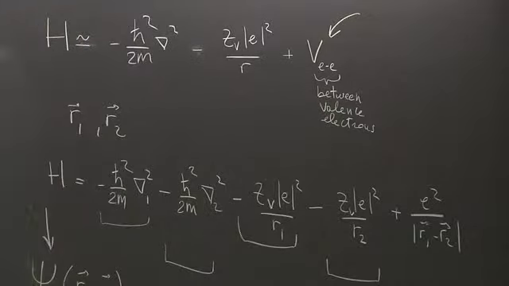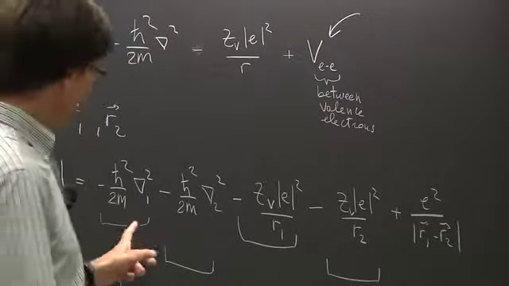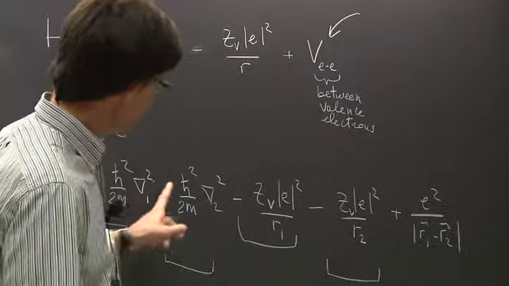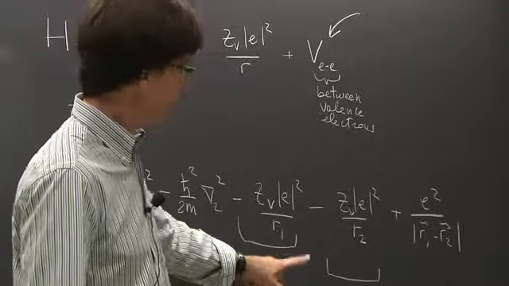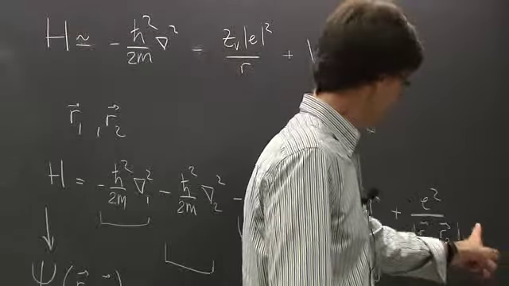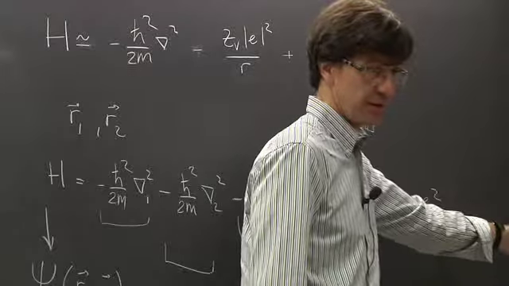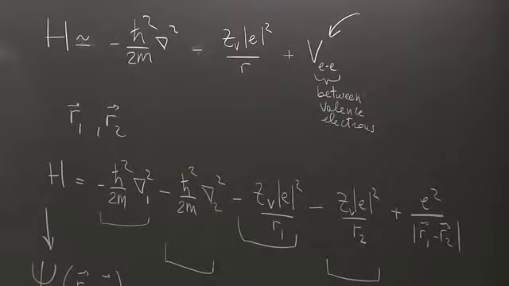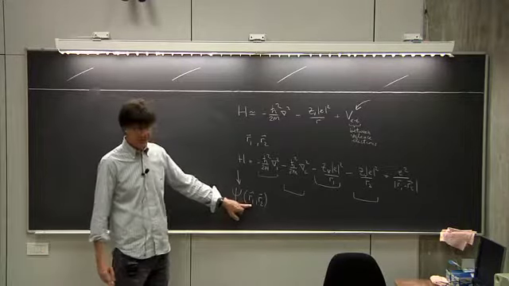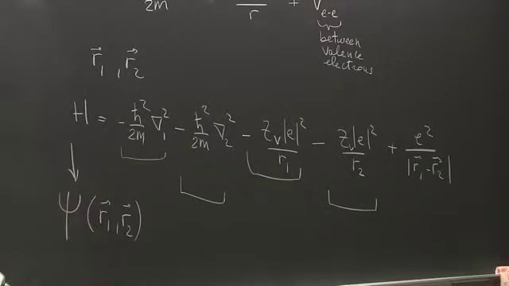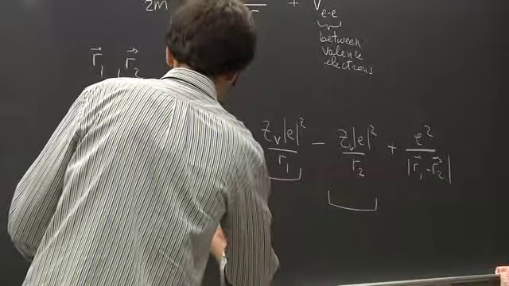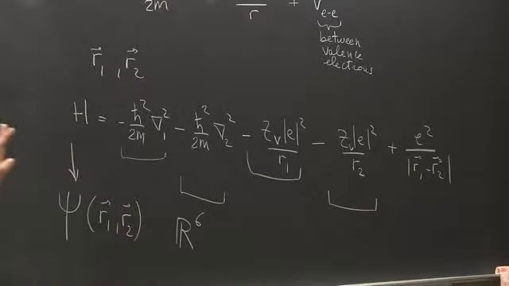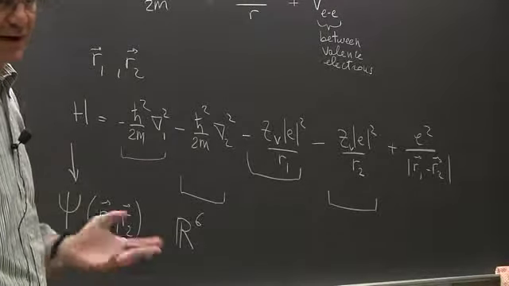Now, suppose instead of having 2, I have 3 particles. If I have 3 particles, I will have delta 3, I will have 1 over R3, and then here I will have 2 more terms, R1 with R3 and R2 with R3. And the wave function will be a function of 9 variables, right? So the wave function for 2 particles is defined in R6, and the Hamiltonian for 3 particles is defined in R9.